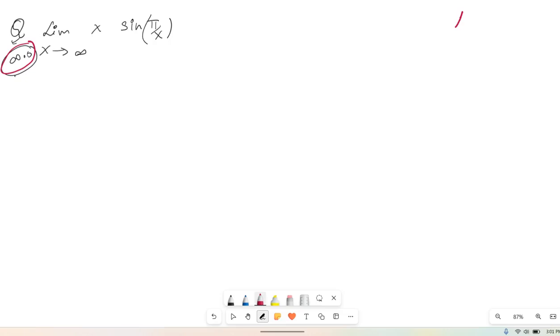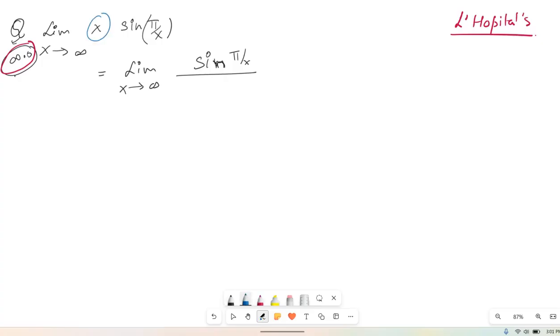It's an indeterminate form, but to apply L'Hopital's rule, we need to manipulate it a little bit and rewrite it. So I'm not applying L'Hopital's rule yet. I wrote it as sine pi by x divided by 1 by x. Do you guys see it's the same thing? I didn't really do anything.